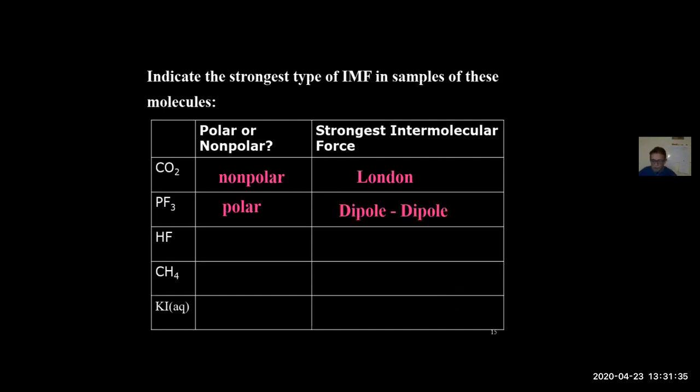Obviously, it's not London because it's polar. It's not ion dipole because there's no mention of an aqueous solution here or ionic compound. And so you have to decide which one is dipole-dipole or hydrogen bridging. Well, you can eliminate hydrogen bridging because there's no hydrogen involved with either nitrogen, oxygen, or fluoride. So the only thing involved here is dipole-dipole.